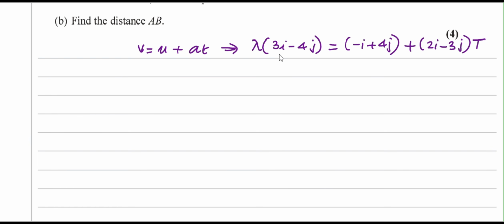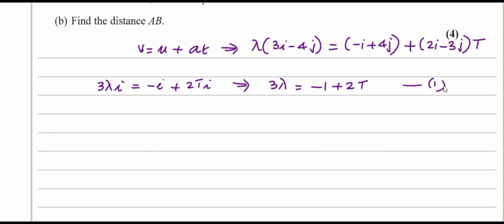Now let's compare the coefficients of i and j on both sides of this equation. There are 3 lambda lots of i here, so we can write 3 lambda i on the left hand side should be equal to minus 1i and then plus 2Ti, and this implies 3 lambda equals minus 1 plus 2T. Let's call this equation 1.